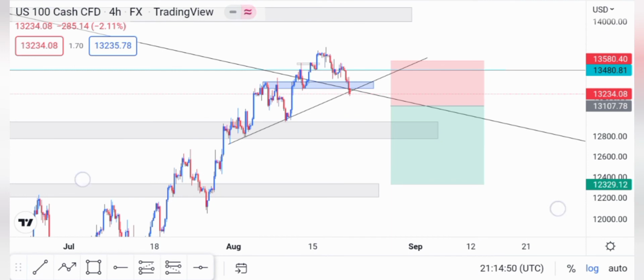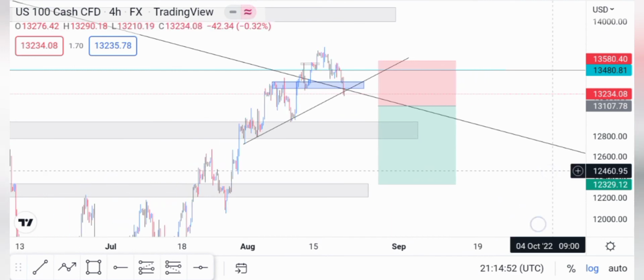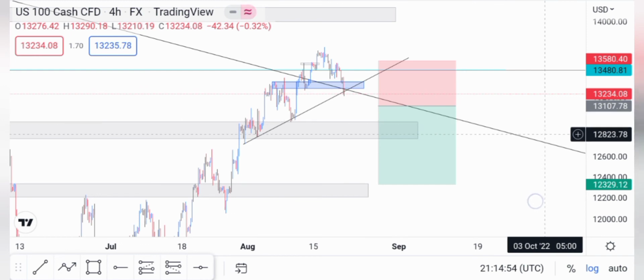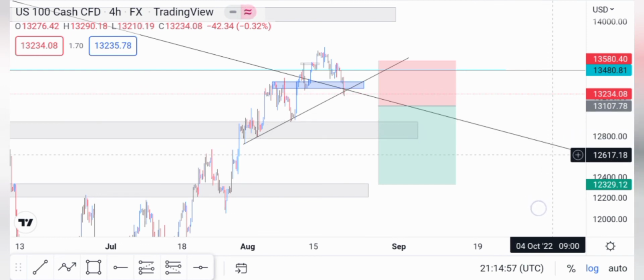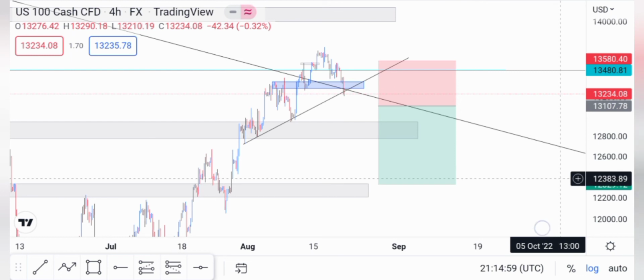So these are the signals that we have, and as you all know, this is our first take profit, second take profit right over here, and the third take profit right over here.